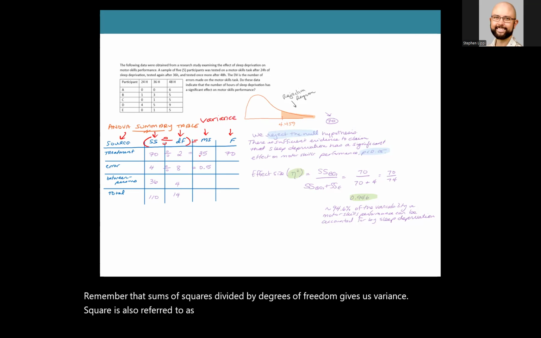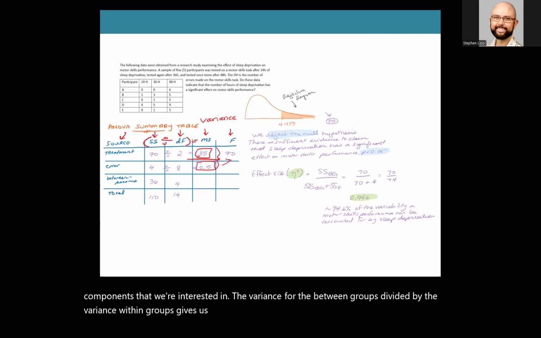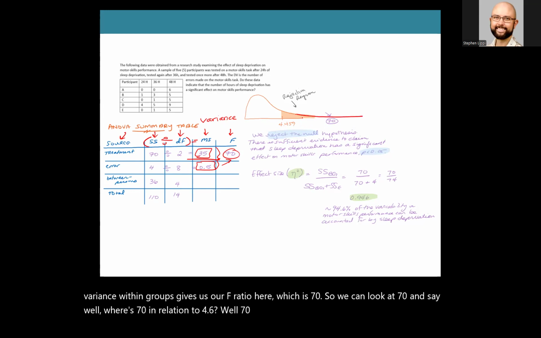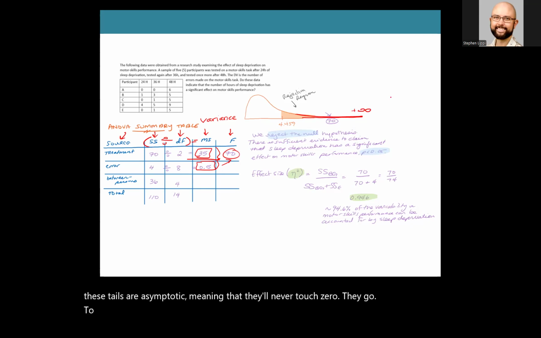So 70 divided by 2 is 35. 4 divided by 8 is 0.5. And these two are the components that we're interested in. The variance for the between groups divided by the variance within groups gives us our F ratio here, which is 70. So we can look at 70 and say, well, where's 70 in relation to 4.6? Well, 70 is way out here, right? Because remember that these tails are asymptotic, meaning that they'll never touch 0. They go off to infinity. And so 70 is definitely in that shaded region.